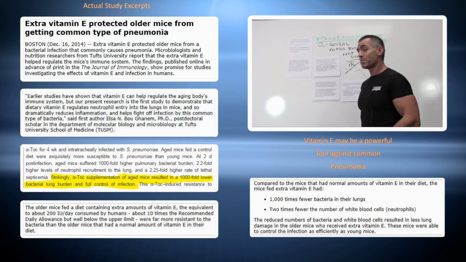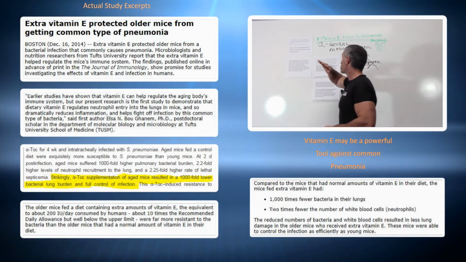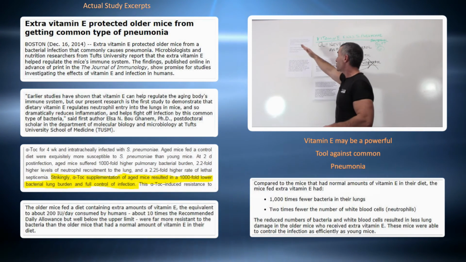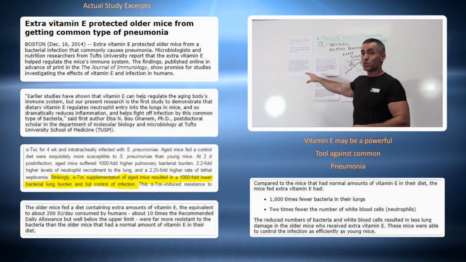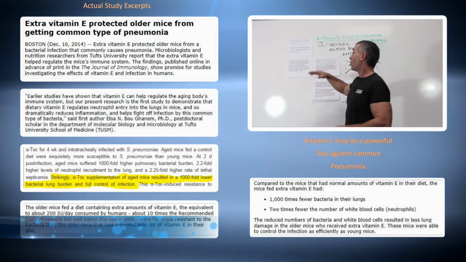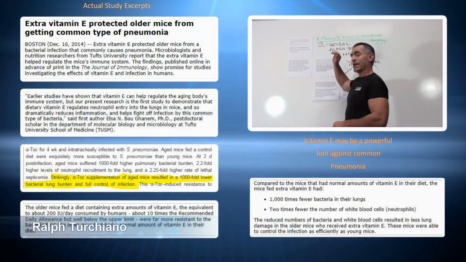So, if you want to hedge your bet against pneumonia, and this study in animals does translate, or I should say, it should translate to the same in humans, man, just 200 IUs of extra natural vitamin E could go a long way. So pneumonia has a new adversary, natural vitamin E.